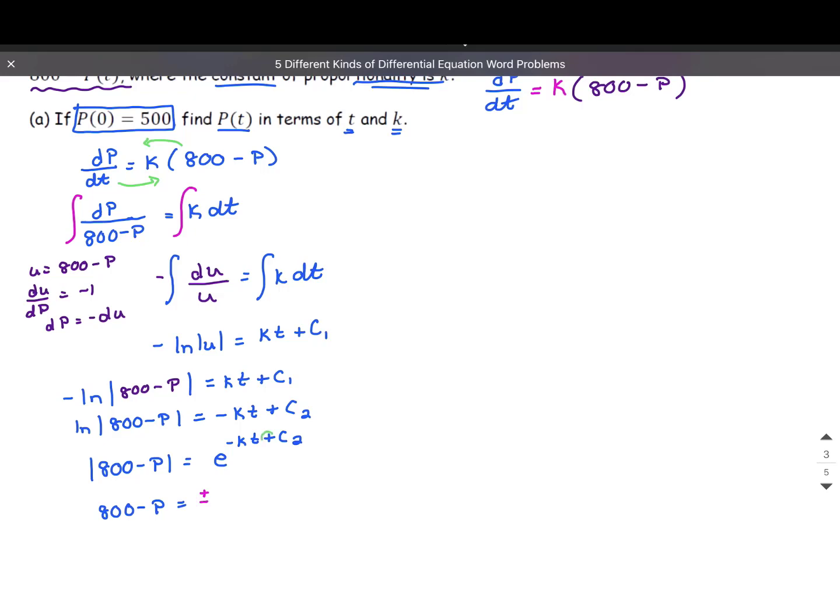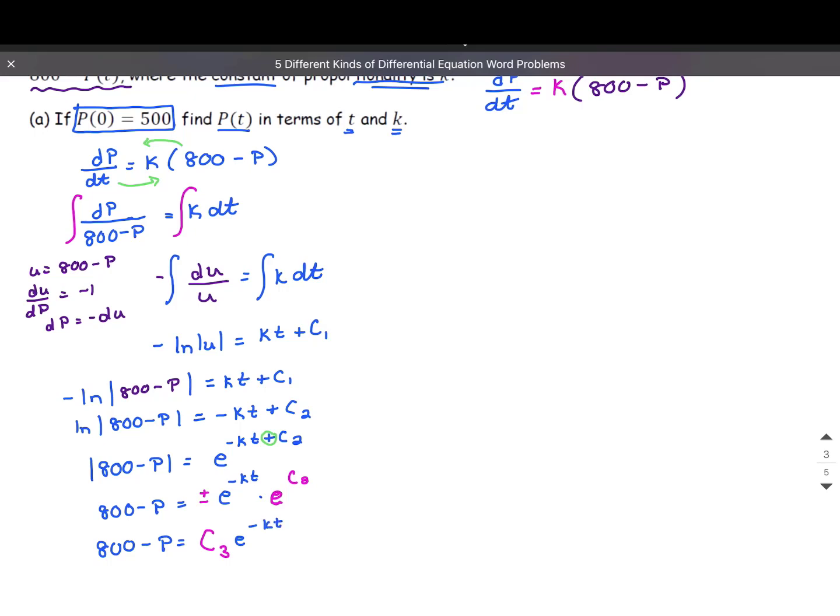And when we have addition in the exponent, it means we used to have multiplication: e to the negative kt times e to the c2. That's an e, not a c. There we go. Now we know that 800 minus p is this new constant. Positive or negative e to the c2 is just a new constant, which I'll call c3, e to the negative kt.